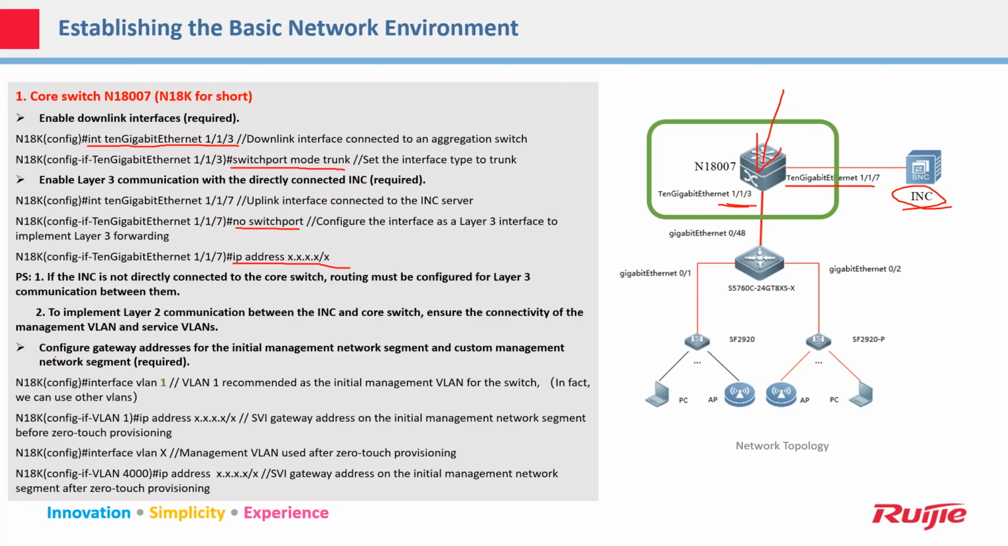Next, configure the gateway address: interface VLAN 1 and interface VLAN X. It's not fixed. You can use VLAN 1, VLAN 10, maybe VLAN 33 or 54. It depends on you. But the configuration process should be like this: create the SVI, configure the IP address. And of course, when you configure the IP address, you must think about the IP address planning of the whole network.